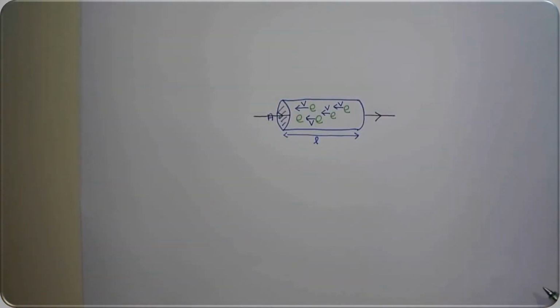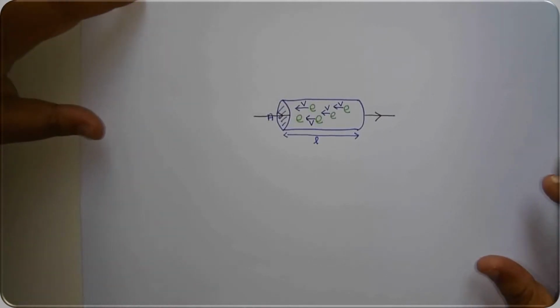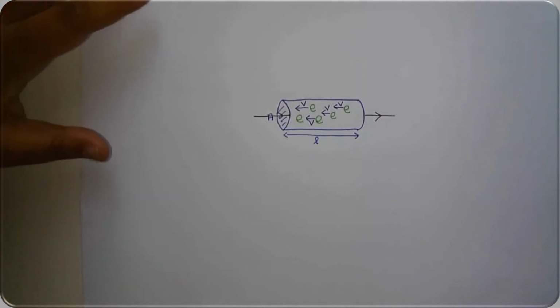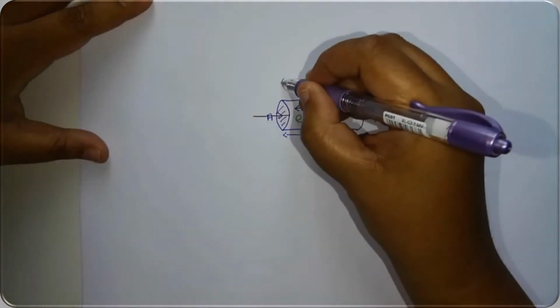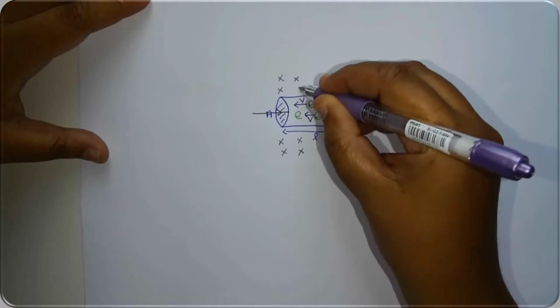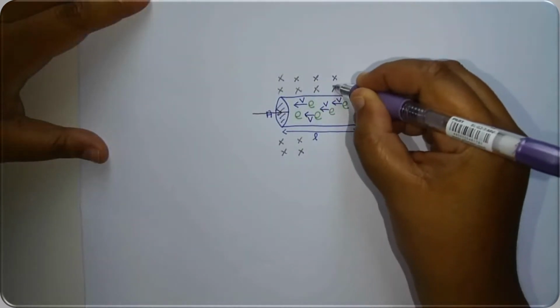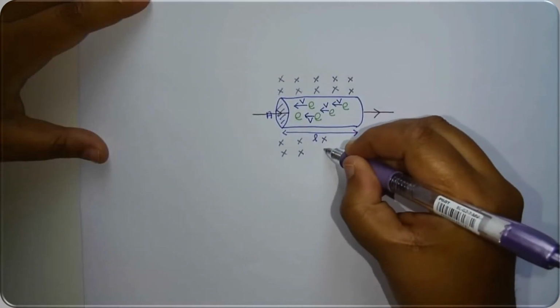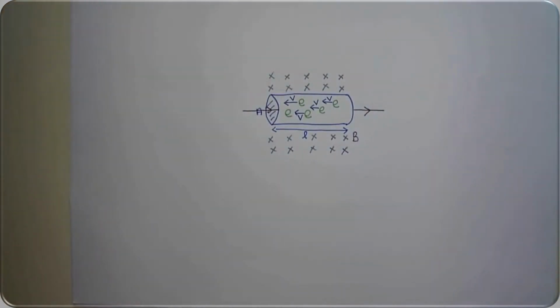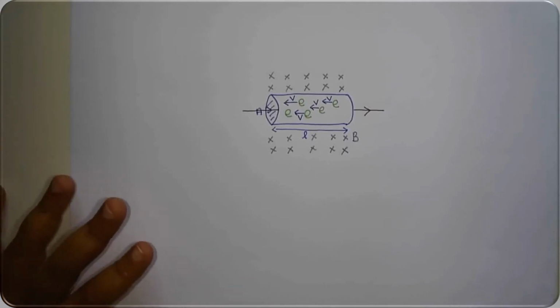Now this conductor is placed inside a magnetic field, which is uniform, and the strength of the field is B, or we say the magnetic flux density is B. Now what will happen to the current carrying conductor once it's placed inside the magnetic field, class? The current carrying conductor will experience a force.